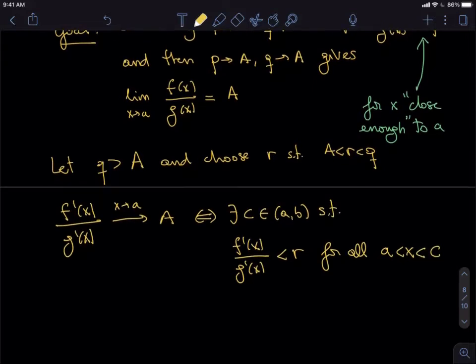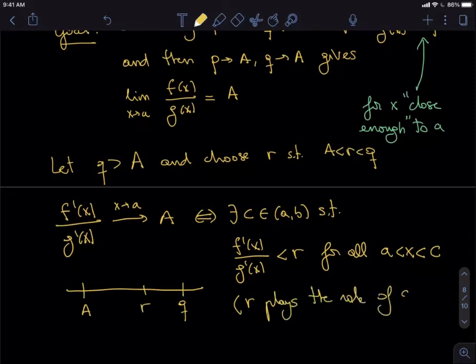Okay, here let's do a picture that will help. So this is our limit a, and then we have q, and r is something in between. Okay, and here something to keep in mind is that r plays the role of epsilon, c plays the role of delta, in the definition of limit of a function.